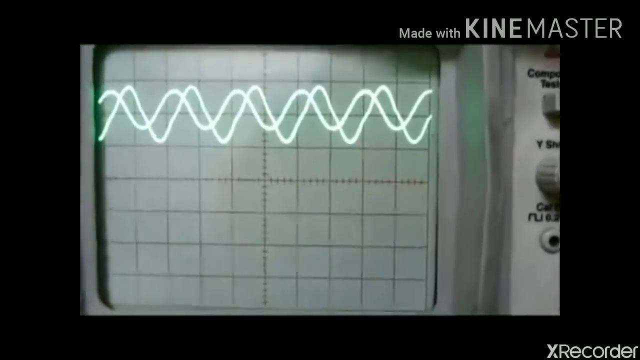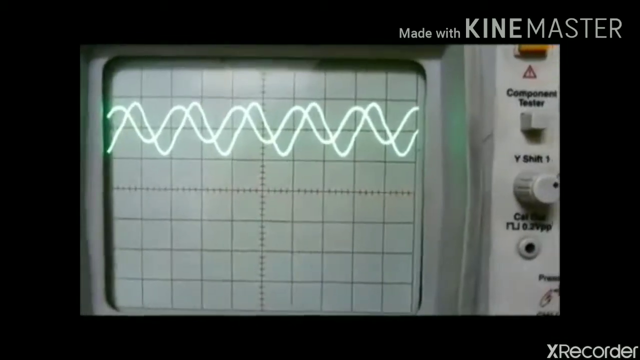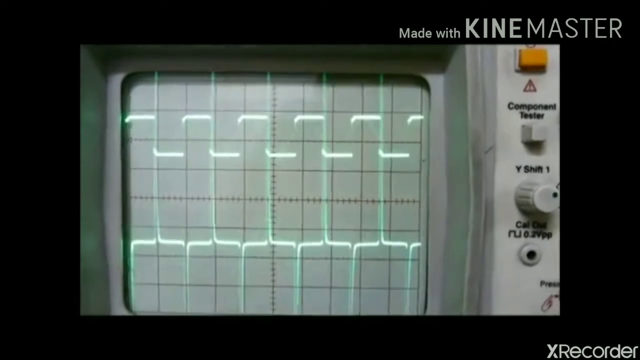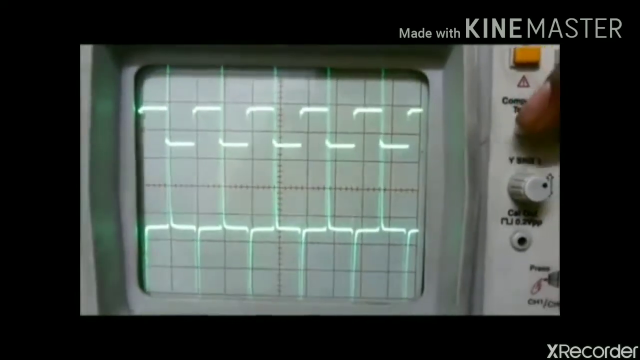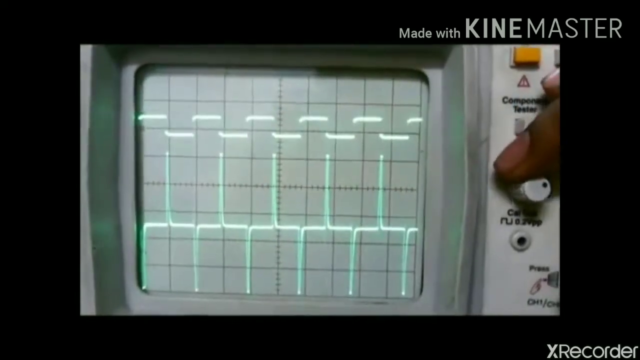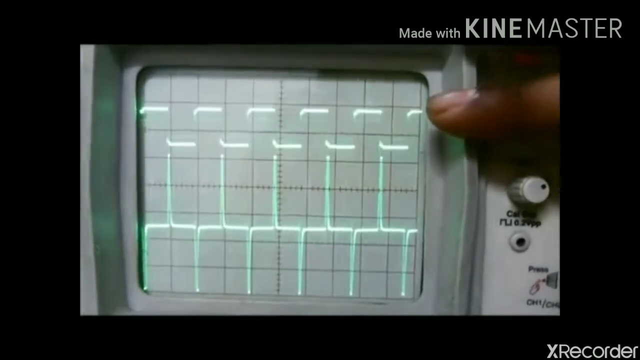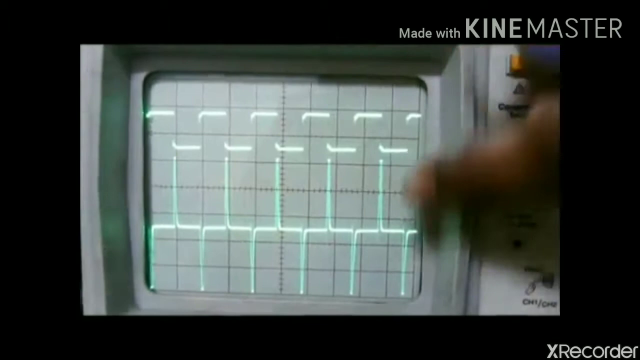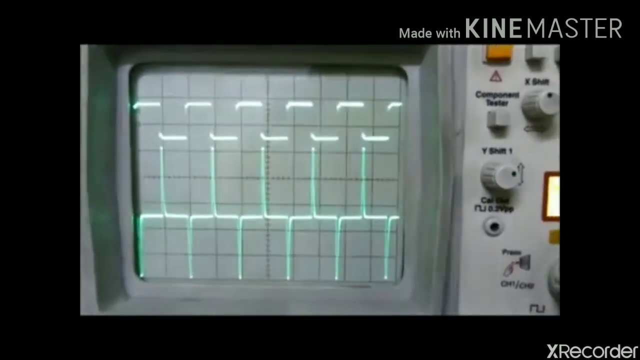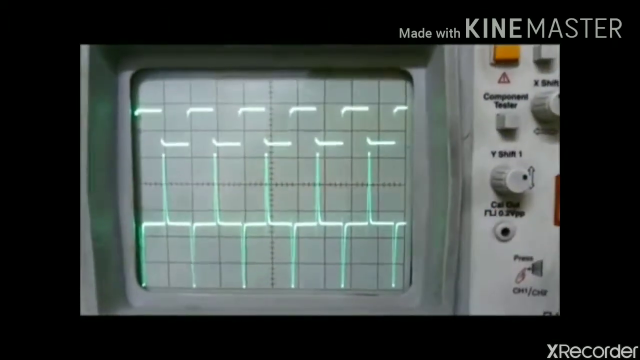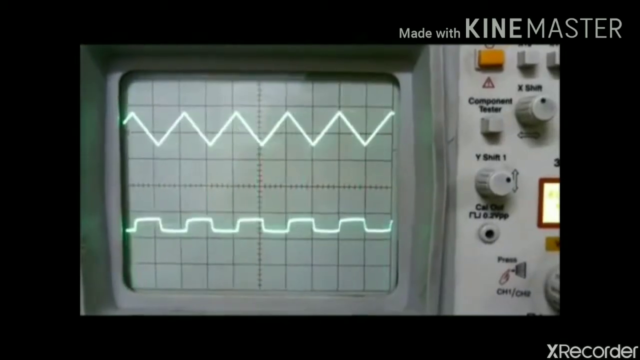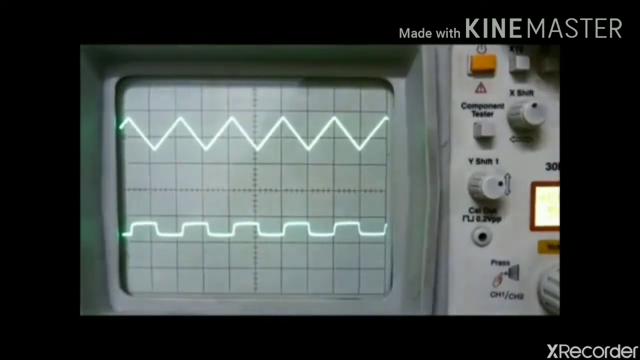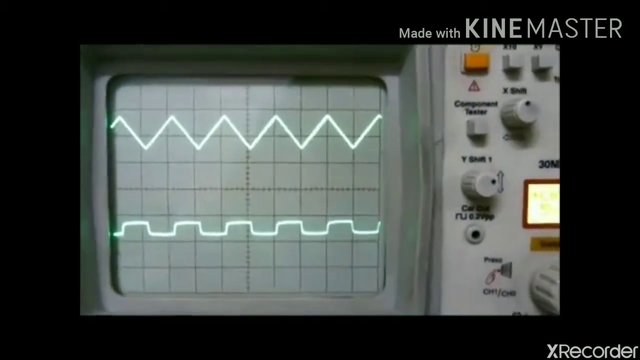Now this is the output of your differentiator. You can see this is the input and this is the output. If you give a square wave as an input, you can see the output will be a spiked output, right? For your positive and negative edges, you will be having spikes. So if you give an input of square wave, you will get the spiked output. In the same fashion, if you give a triangular wave as input, then you will get a square wave as output. So this is the output of your differentiator.